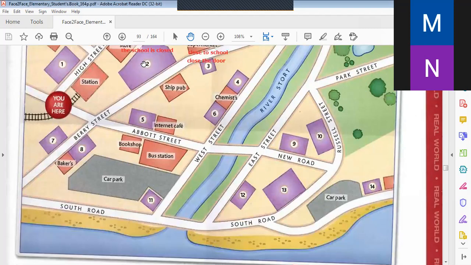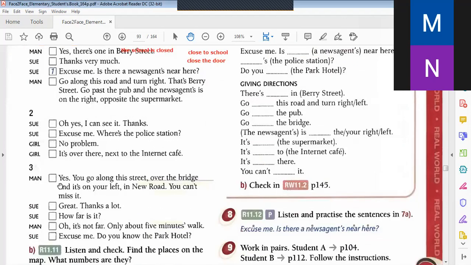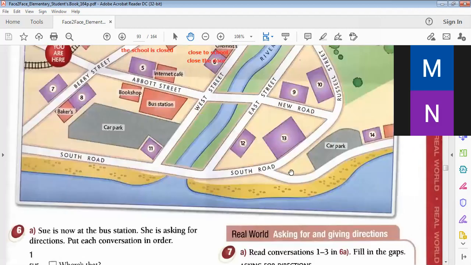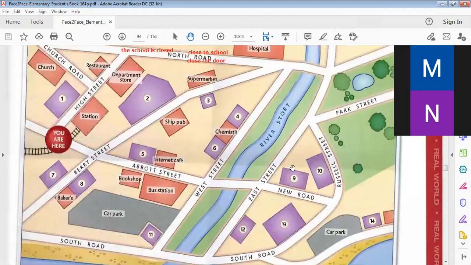Okay, now let's check conversation number 3. So she's asking about the Park Hotel. Do you know the Park Hotel? Go along this street. It's over the bridge, and it's on your left in New Road. You can't miss it. So where is the Park Hotel? Number 10.